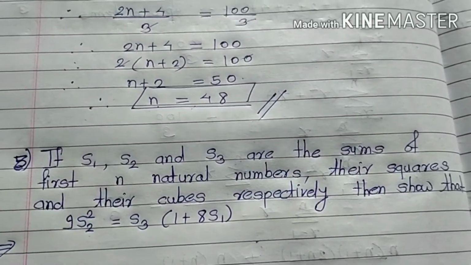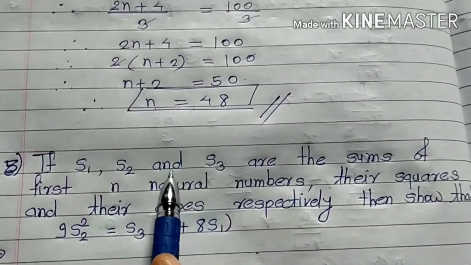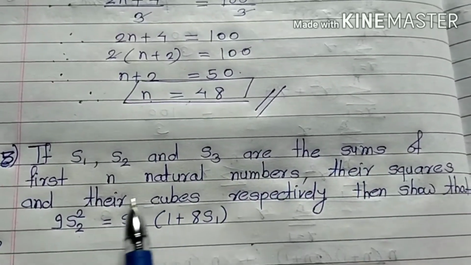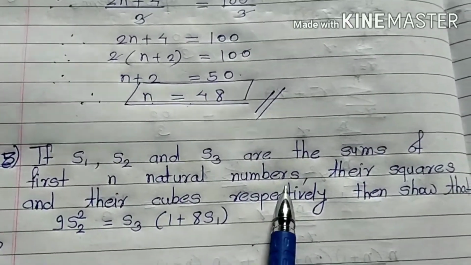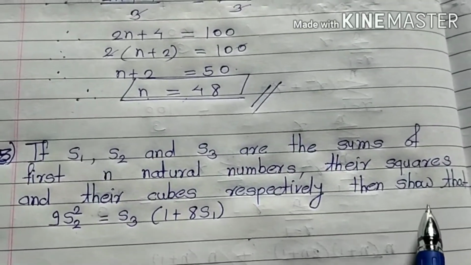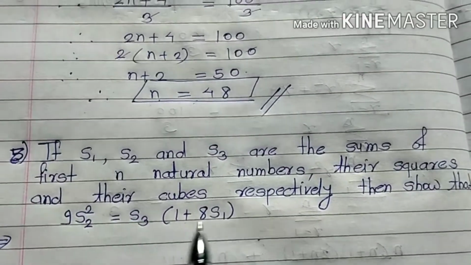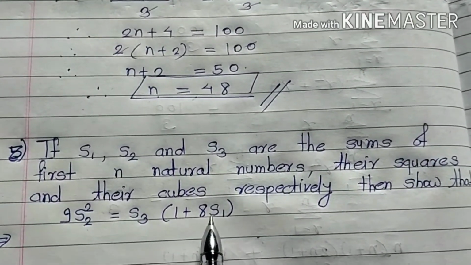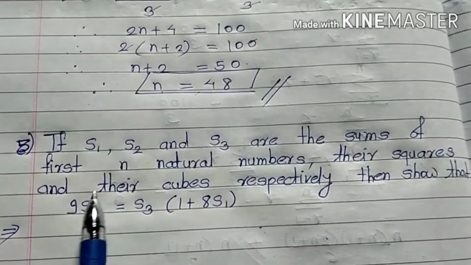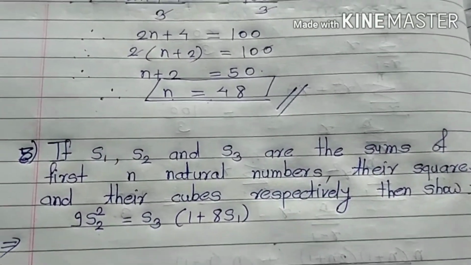Now next example: if S1, S2 and S3 are the sum of first n natural numbers, their squares and their cubes respectively, then show that 9 S2 square is equal to S3 into 1 plus 8 S1. Okay, here we have to show this. So first, what is given?